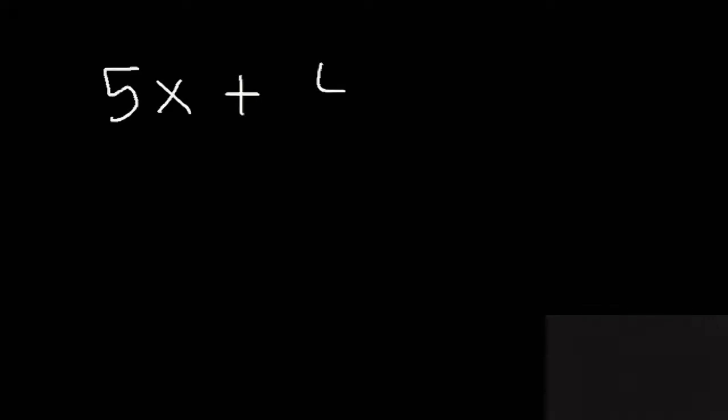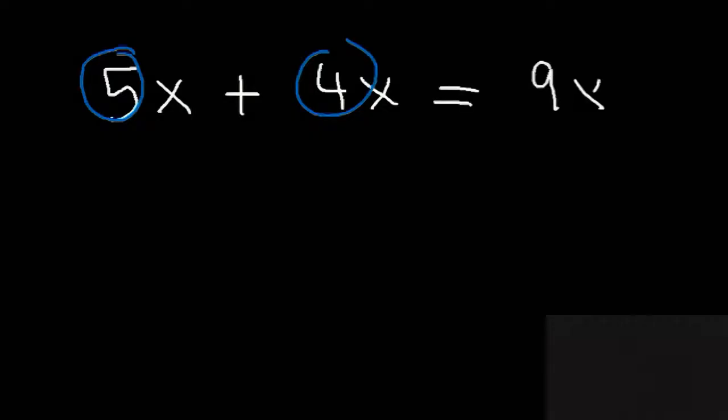5x plus 4x. These are considered like terms. Whenever you have like terms, you're allowed to add the coefficients. 5 plus 4 is 9, so 5x plus 4x is 9x.